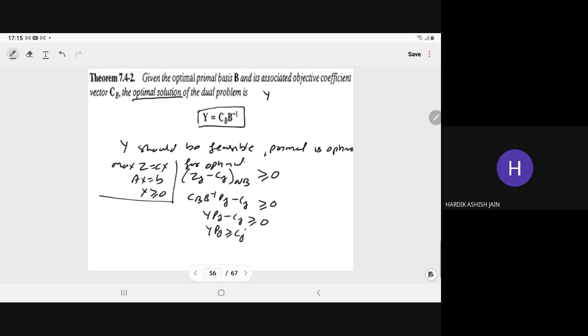And you have seen, for this, what is the dual? For this, the dual is: minimize w is equal to yb subject to ya greater than or equal to c, and y is urs. So whatever constraints are here, the same constraints are coming here. Same constraints, right? So first you say that from here we have seen y is feasible.